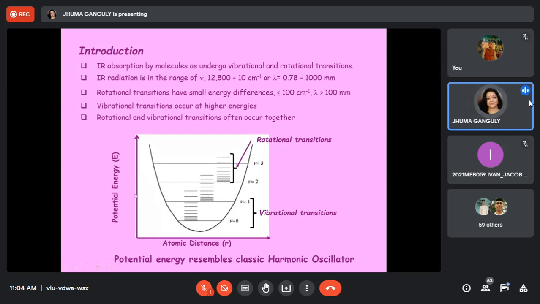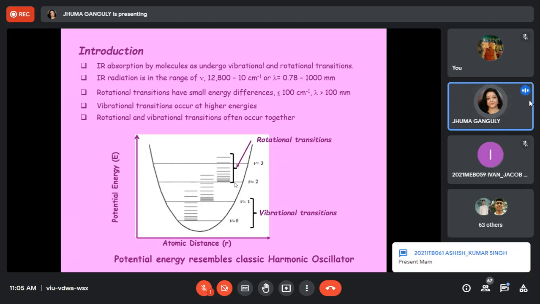This is a schematic diagram for an oscillator. Potential energy resembles a classical harmonic oscillator. These are schematic diagrams to understand the difference between the rotational and the vibrational transition levels. So these are V0, V1, V2, V3, and these are R. You can see that lots of rotational transition levels are incorporated within the vibrational level. So it is not possible for a vibrational transition to occur without rotational transition changes.